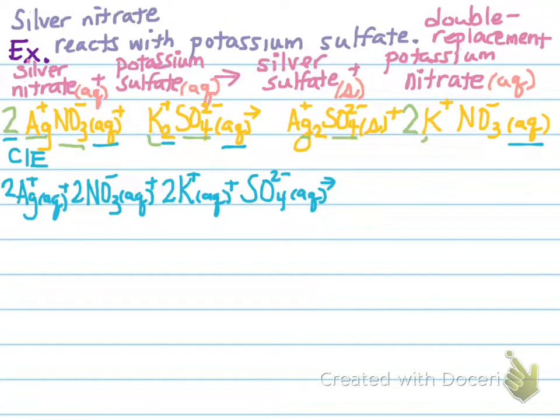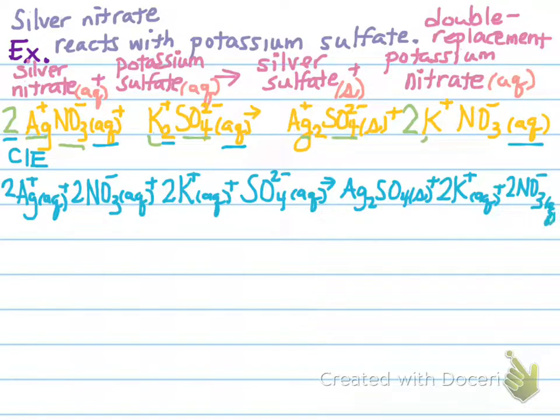I don't break up my silver sulfate, so that's going to be Ag2SO4 solid. But I do break up my potassium nitrate, and I have that coefficient of 2 in front of it, so I'm going to have 2 potassium ions and 2 nitrate ions.